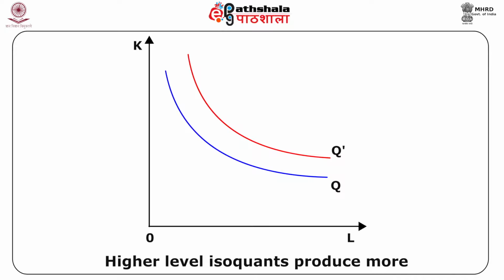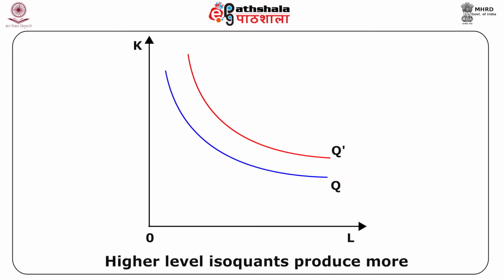Since more of inputs lead to more output, higher isoquants that lie farther from the origin represent a higher level of output. The input combination that produces Q dash in figure 4 represents more of labor for any given K and more of K for any given L, so that the output Q dash is greater than Q and the isoquant for Q dash lies above and to the right of the isoquant for Q. D. Isoquants are always convex to the origin.